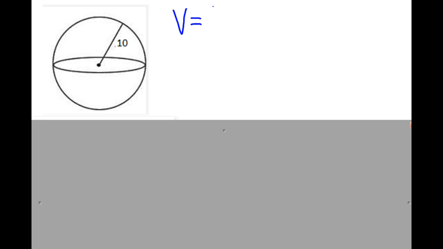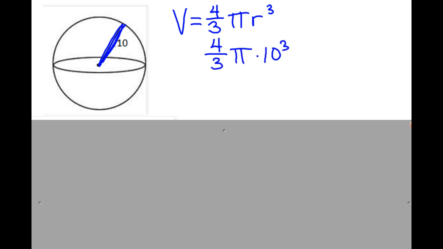So the volume formula for a sphere is 4/3 pi r cubed. And in this sphere, you can see that right there is our radius. So I'm going to do 4/3 pi times 10 cubed. Now I'm going to show you how I do this in my calculator so you can follow along in that as well.